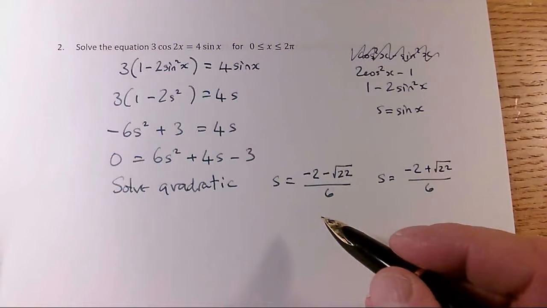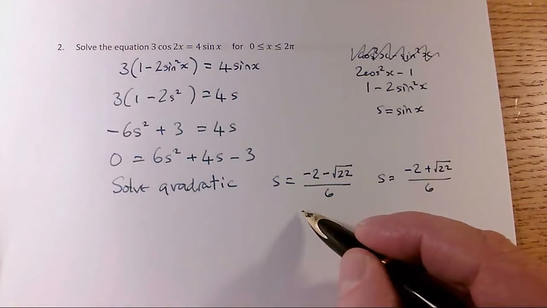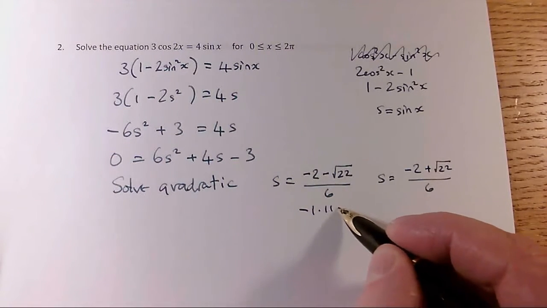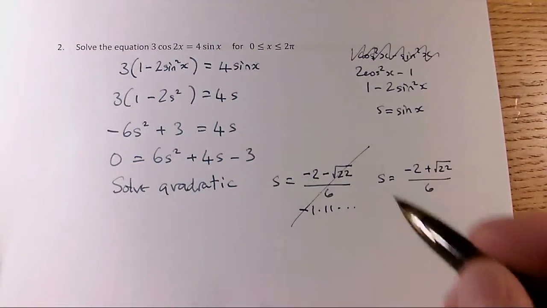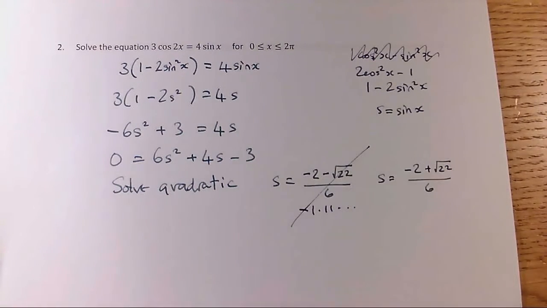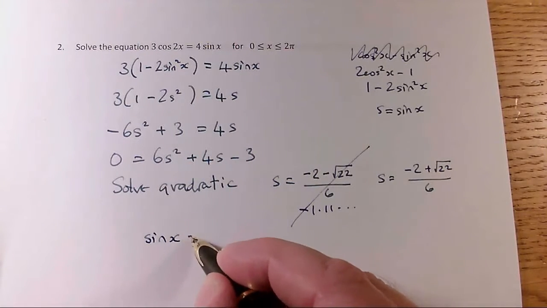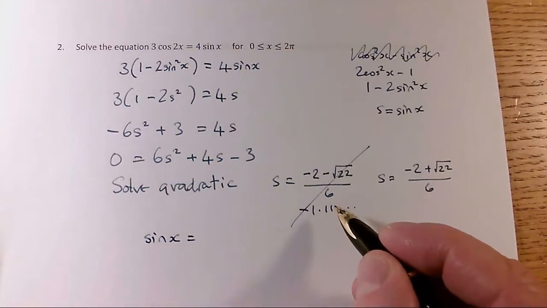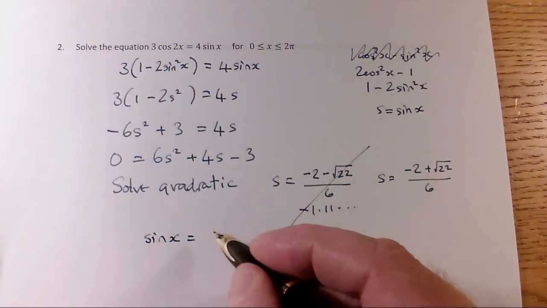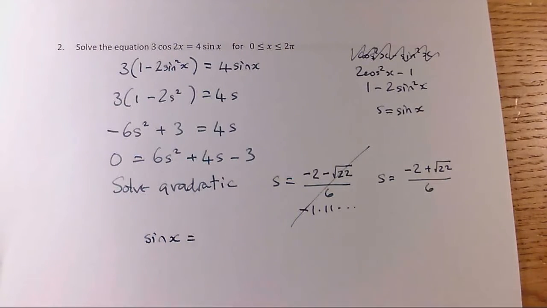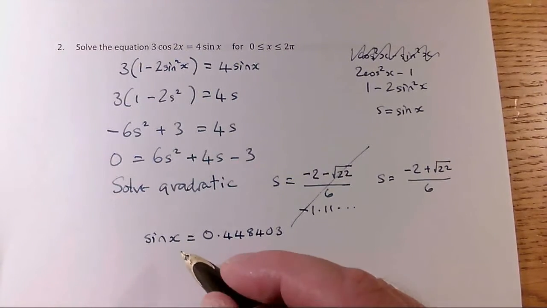And when I check out the decimal values, this one is minus 1.11 something. Okay, so that is not a valid answer for sine x. I'm remembering that s means sine x, so sine x equals something less than minus 1, which is impossible, or sine of x equals the other thing, which I might as well have as a decimal. There it is, to a very safe amount of precision. So I just need to solve this equation.